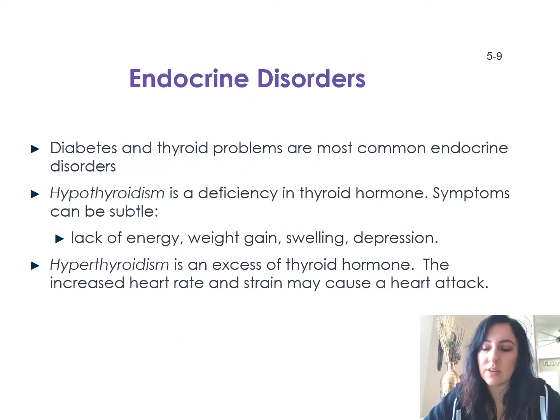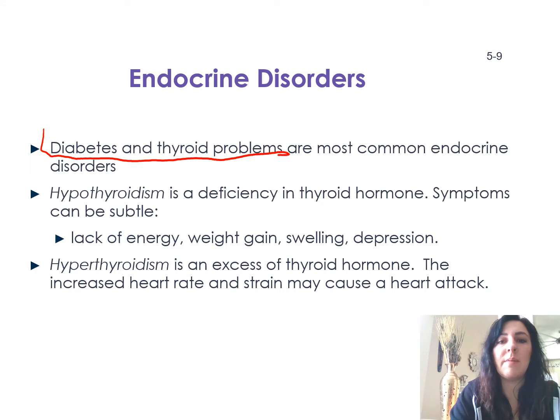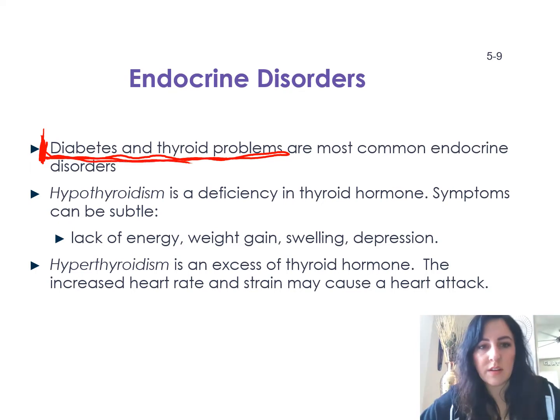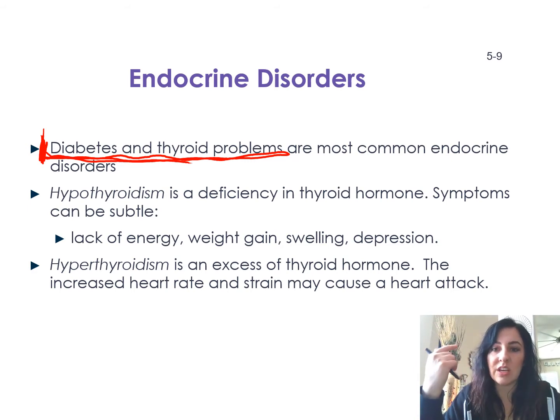So then we have endocrine disorders. So this is all stuff that has to do with our hormones. Okay, so diabetes and thyroid problems are actually the most common type of problems within endocrine disorders. Okay, so let's look at a few of those. So hypothyroidism. This is a deficiency in the thyroid hormone. Symptoms can be very subtle. You might not really even notice that that's where the problem is coming from. So symptoms can be weight gain, lack of energy, maybe you have some swelling, and then also depression.